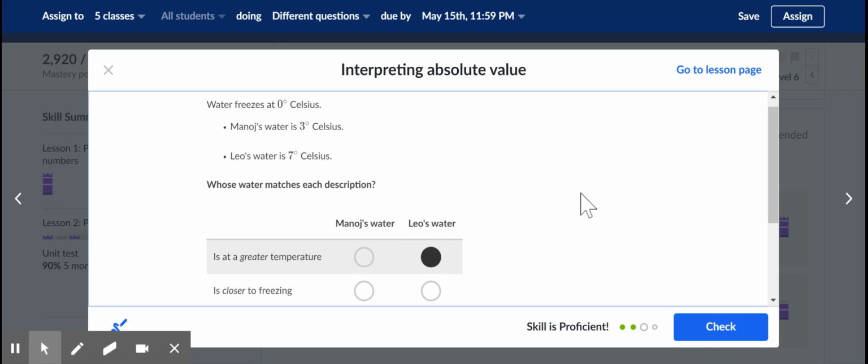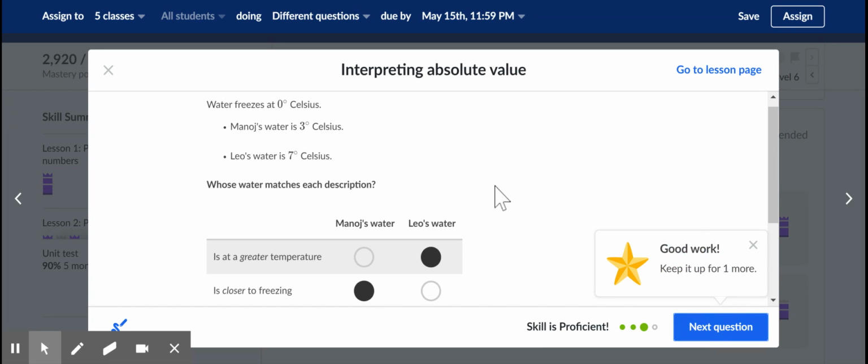If I want to know which one is closer to the freezing level, then I'm looking for the one that is the least distance from zero. So that would be Manage's water because she's only 3 degrees Celsius away from freezing, whereas Leo is 7 degrees away from freezing. So she would be closer to freezing.